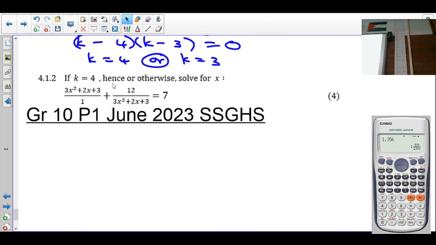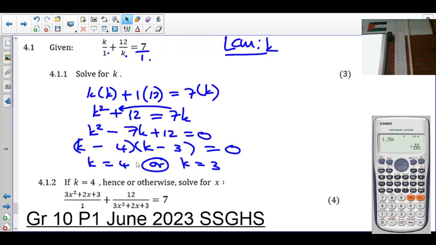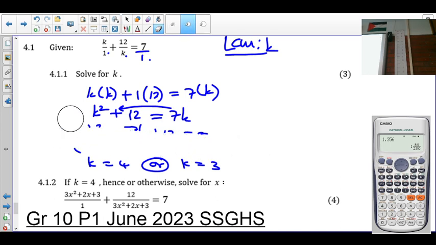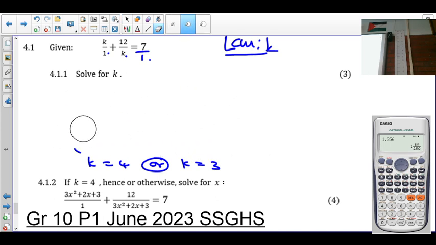But coming to this one, what you should note here is that, see the thing is off here? Okay, what's going on now?